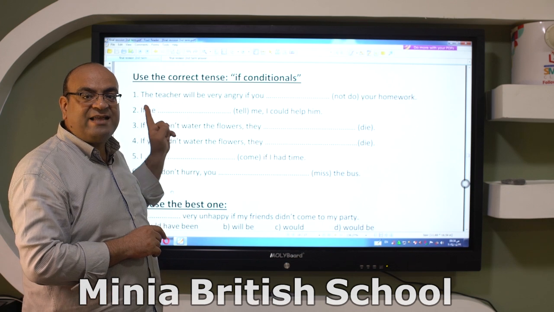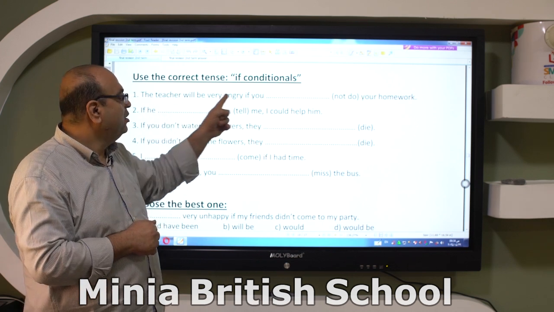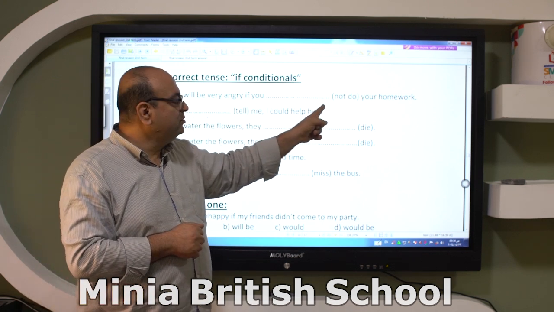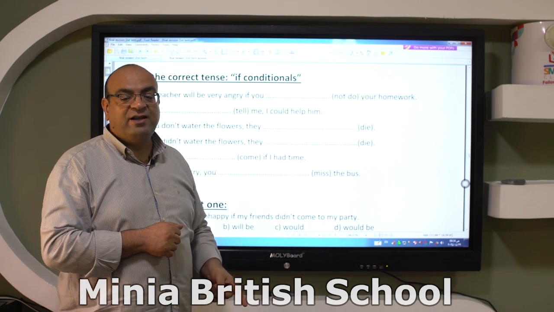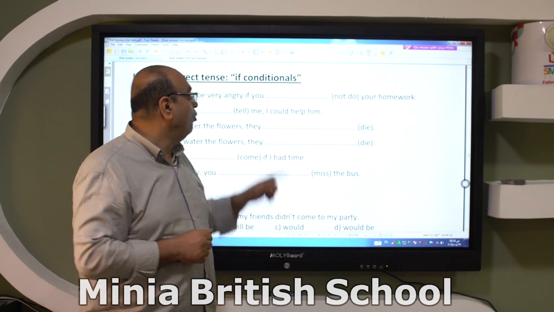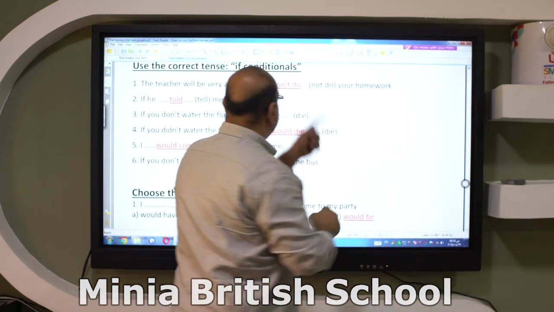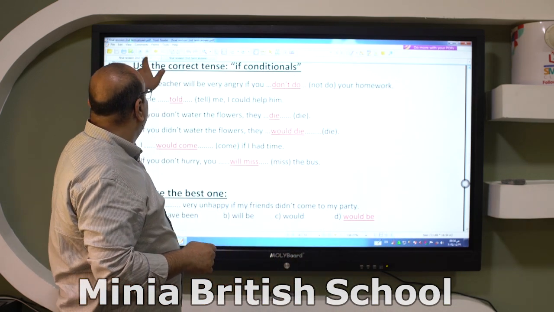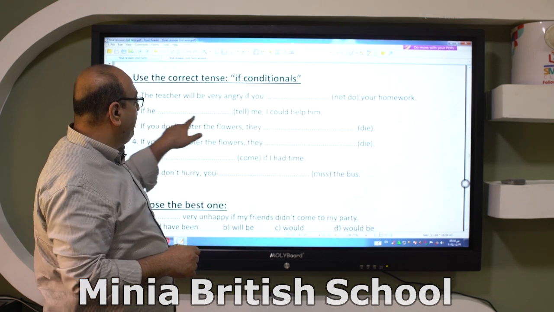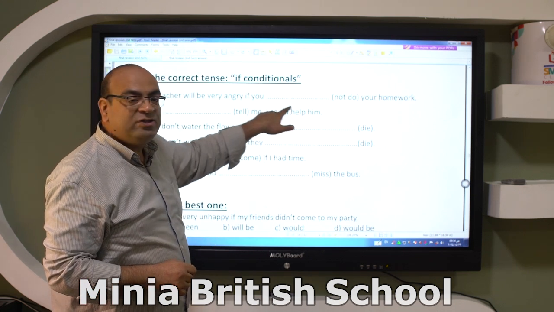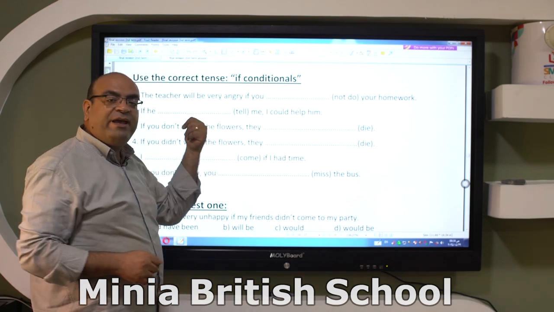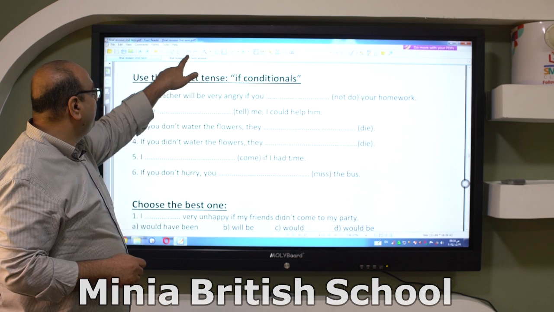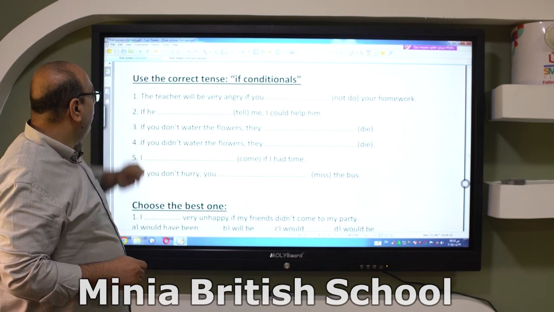The teacher will be very angry. So which case is that? Of course, number 1, if you don't do your homework. Take care of such an example. Don't do your homework. Don't do. That's great. Move to number 2. If he told me, I could help. Could plus infinitive. So that would be past simple. If he told me. Alright.